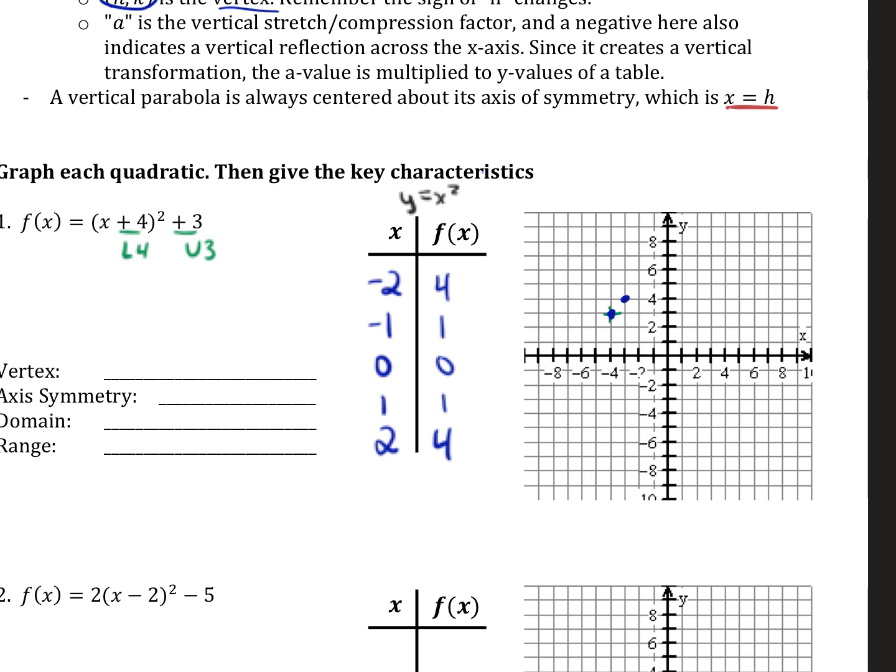All right, and then from that pretend origin, it's 2, 4. So over 2, up 4. And then on the left side, over 1, up 1, over 2, up 4, because 1 squared is 1 and 2 squared is 4. Okay, so that's our parabola.